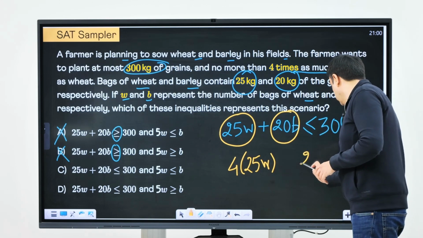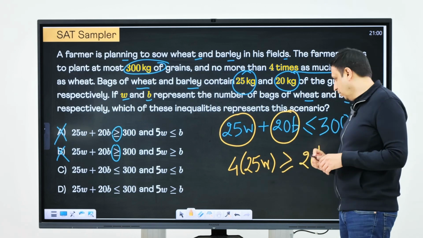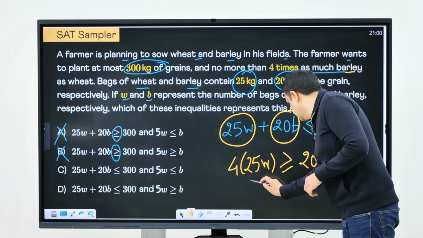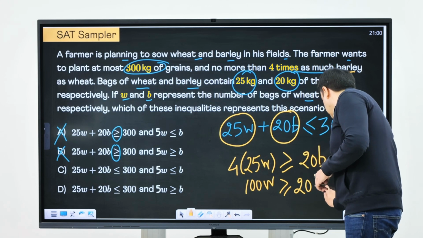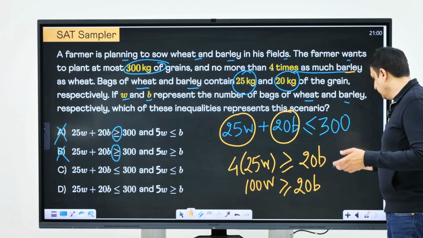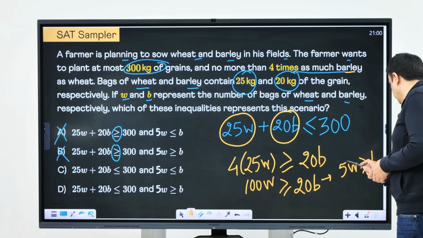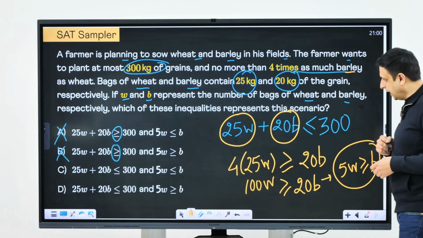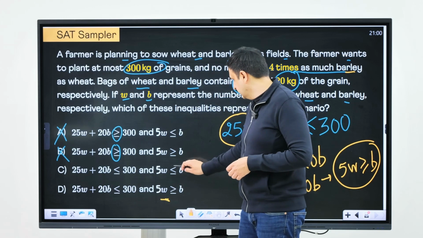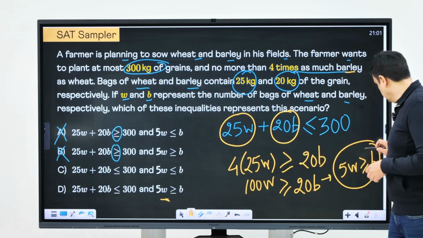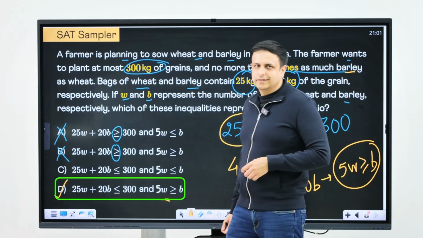So the amount of barley, which is 20B, should be less than or equal to 4 times the weight of wheat. So 4 times 25W is 100W, which should be greater than or equal to 20B. And now if you divide both sides by 20, you get 5W on the left side, which should be greater than equal to B. So this is our second inequality, and this is here over here in option D. Because in option C we have a less than equal to sign, but we want a greater than equal to sign here. So 5W should be greater than equal to B, and therefore option D is the correct answer.